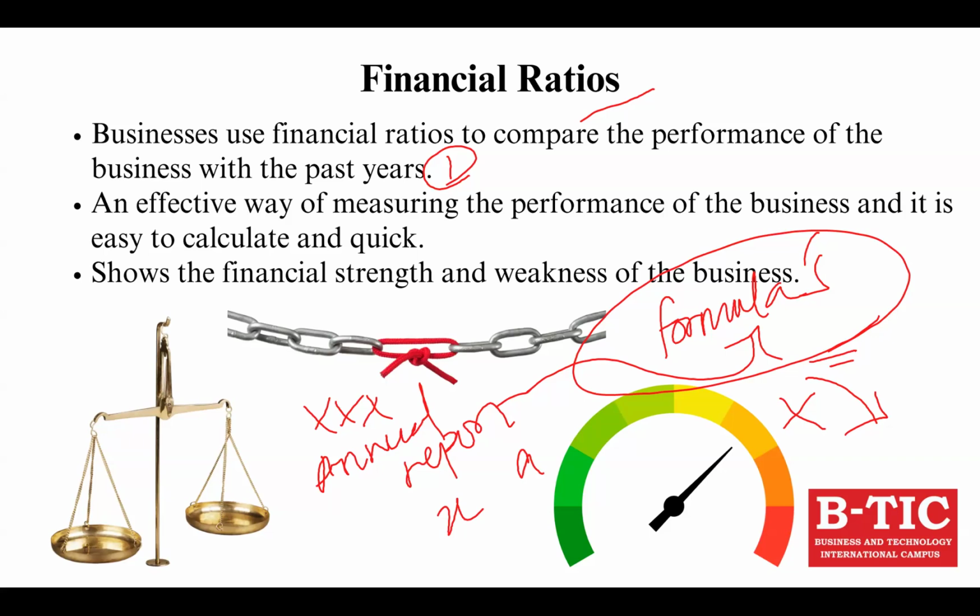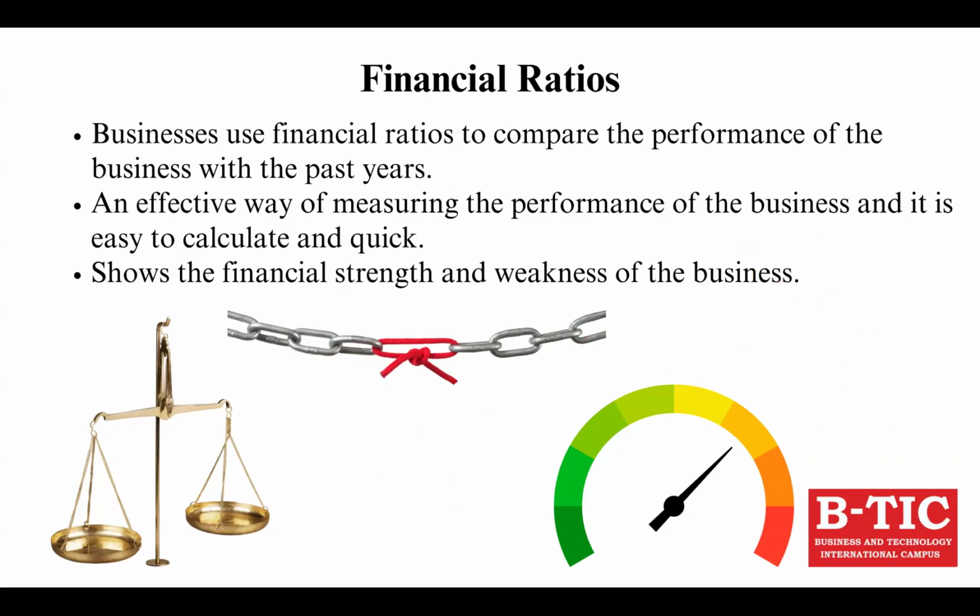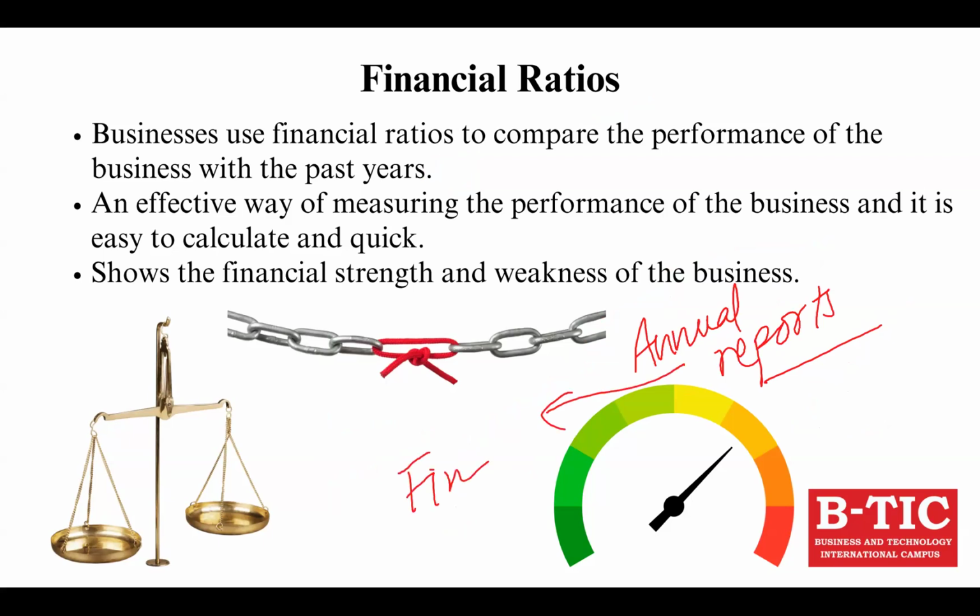So number two, it is an effective way of measuring the performance of the business, and it is easy to calculate and quick. Yes, it is quick as well because it's easy. Now, when it comes to data collection, you just need access to the annual reports, right? If you have access to the annual reports of any organization, you're able to calculate the financial ratios. It's easy as that. Getting access to the secondary reports of an organization is easy because all organizations registered with the stock exchange have to publish annual reports every year. So you definitely have access to the annual reports.